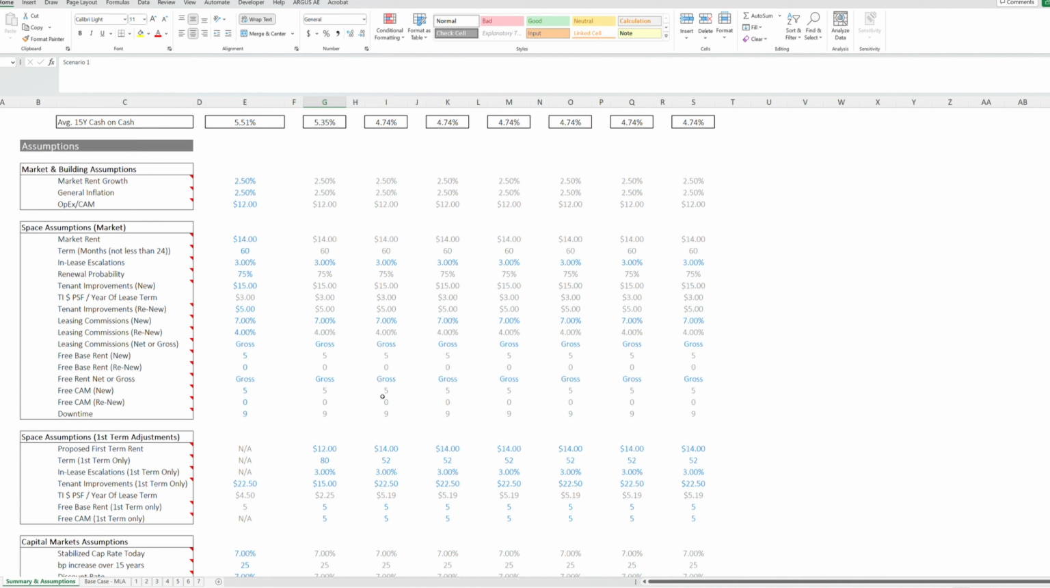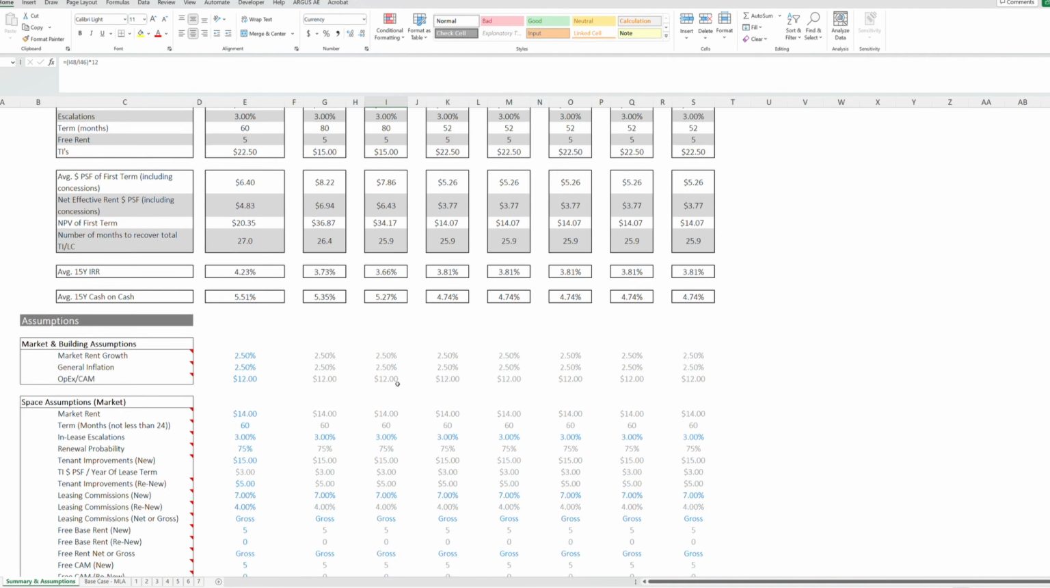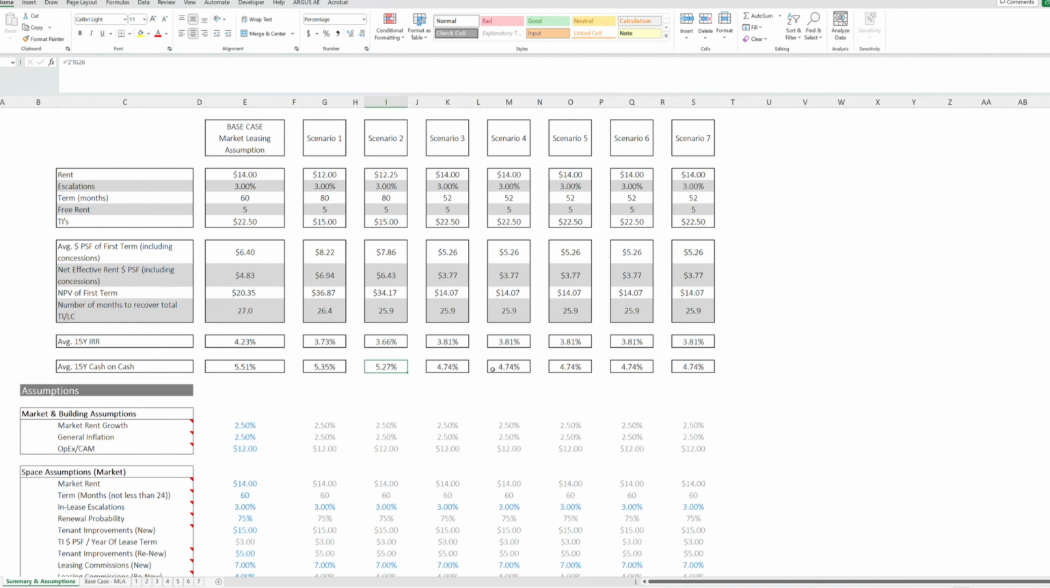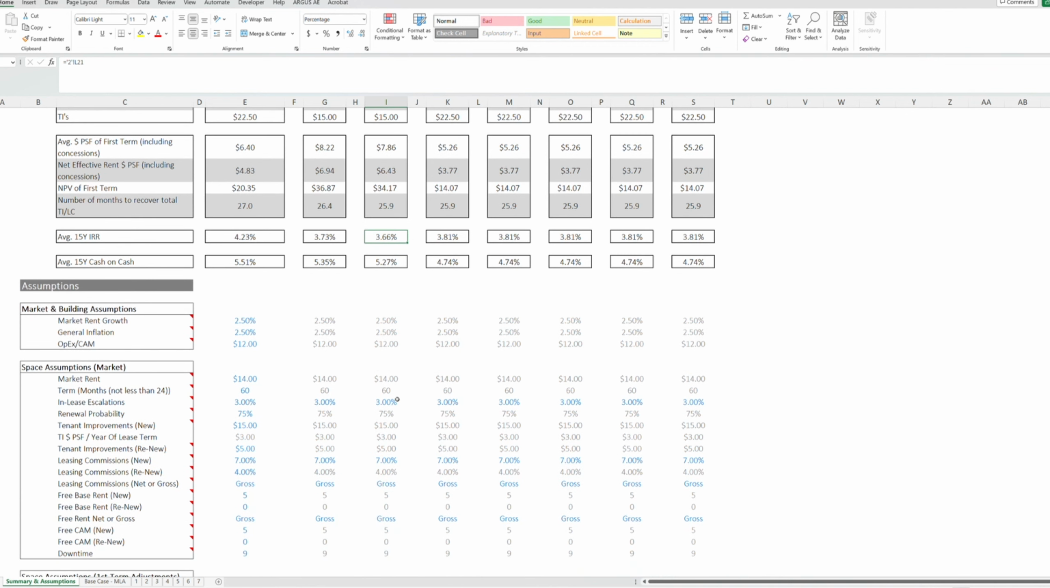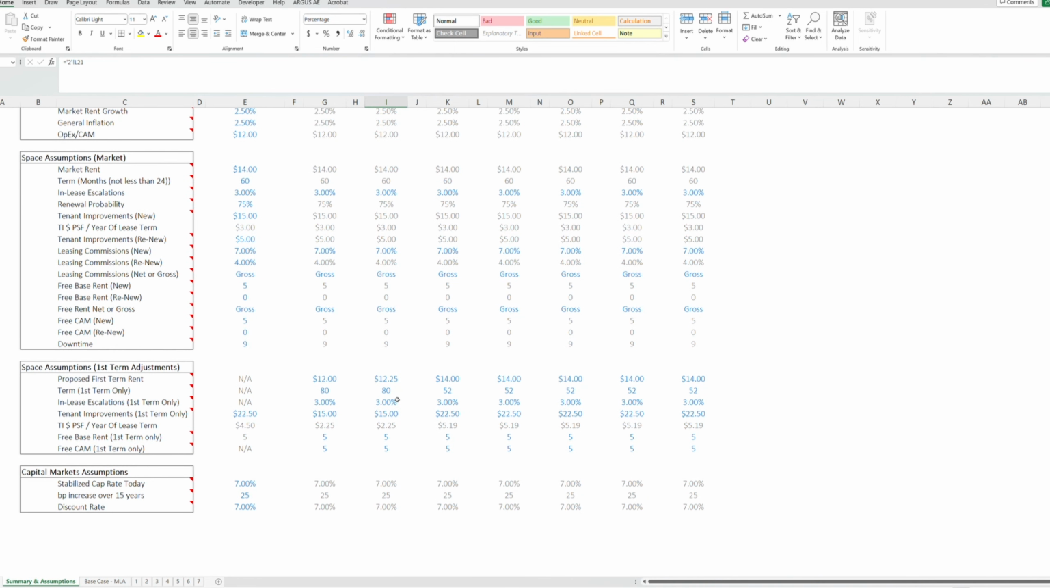Then you can go back to them and say, well, let's do $12.25 a square foot. I'll keep your 80 months, and I'll give you the $15 a square foot in TIs. Everything else being equal, I can come up here pretty quickly and analyze these two deals. So this is what this model does.